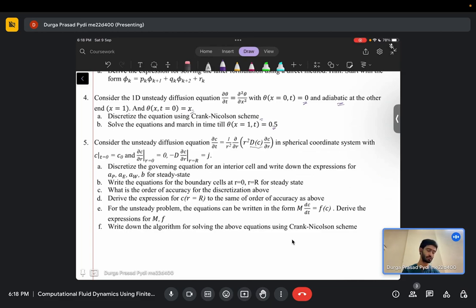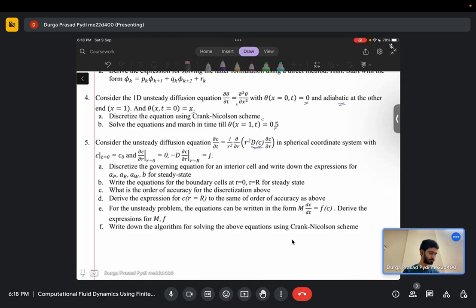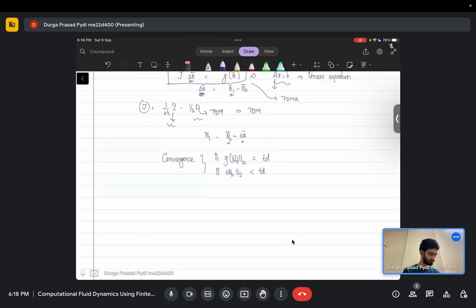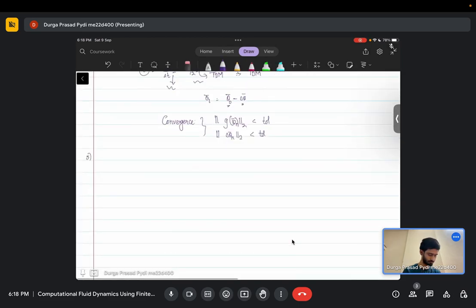The previous question is also a 1D unsteady equation, but there we have a constant diffusivity. The thermal conductivity is a constant there, but here what I'm saying is this thermal conductivity is also a function of concentration. So how do we approach this problem? My diffusivity here is a function of concentration.